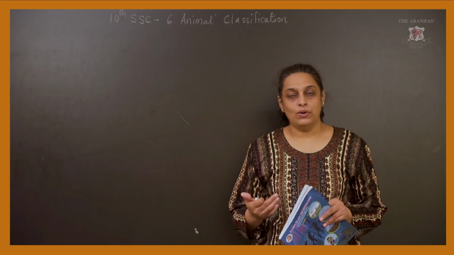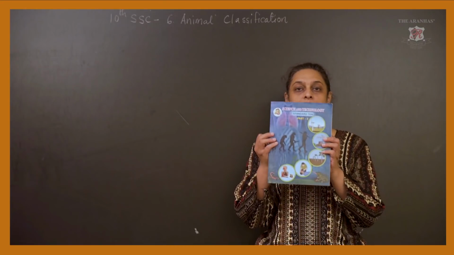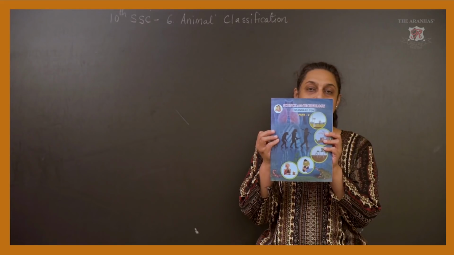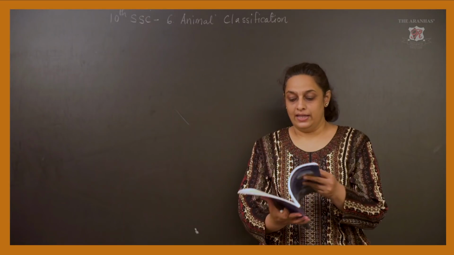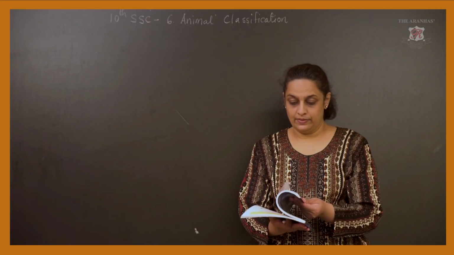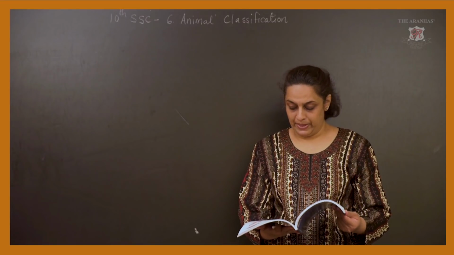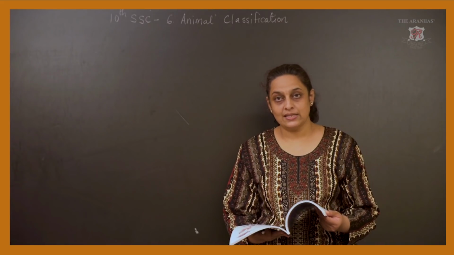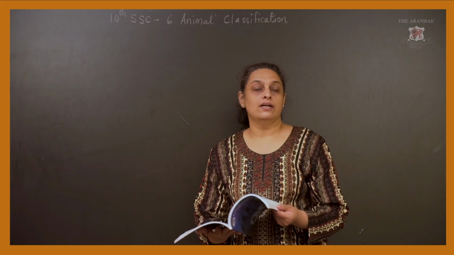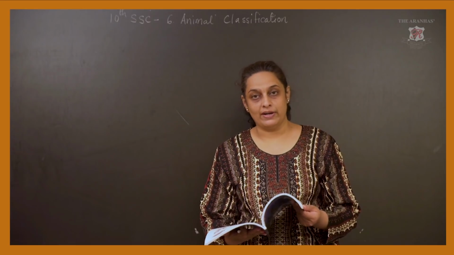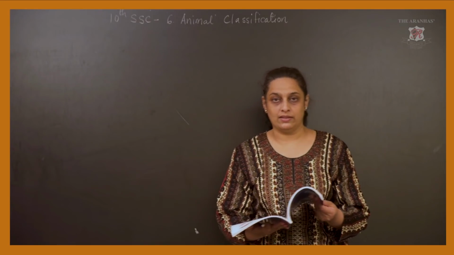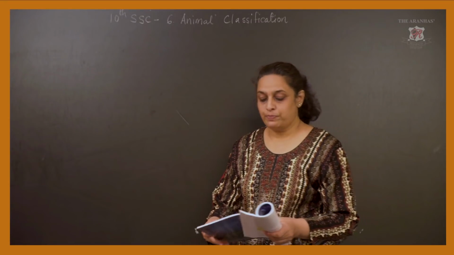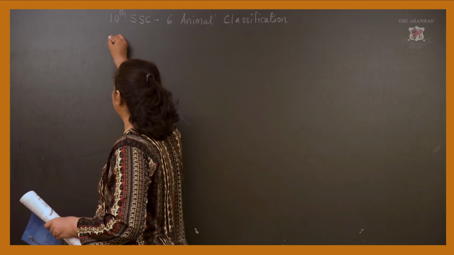Now, what I want you to do is, this is your textbook, Science 2 textbook, 10th standard. In this textbook, open page number 67. We will revise a few characters of the initial phyla of non-chordates and then continue with the rest of the classification. Now, the first most primitive phylum is phylum Porifera.